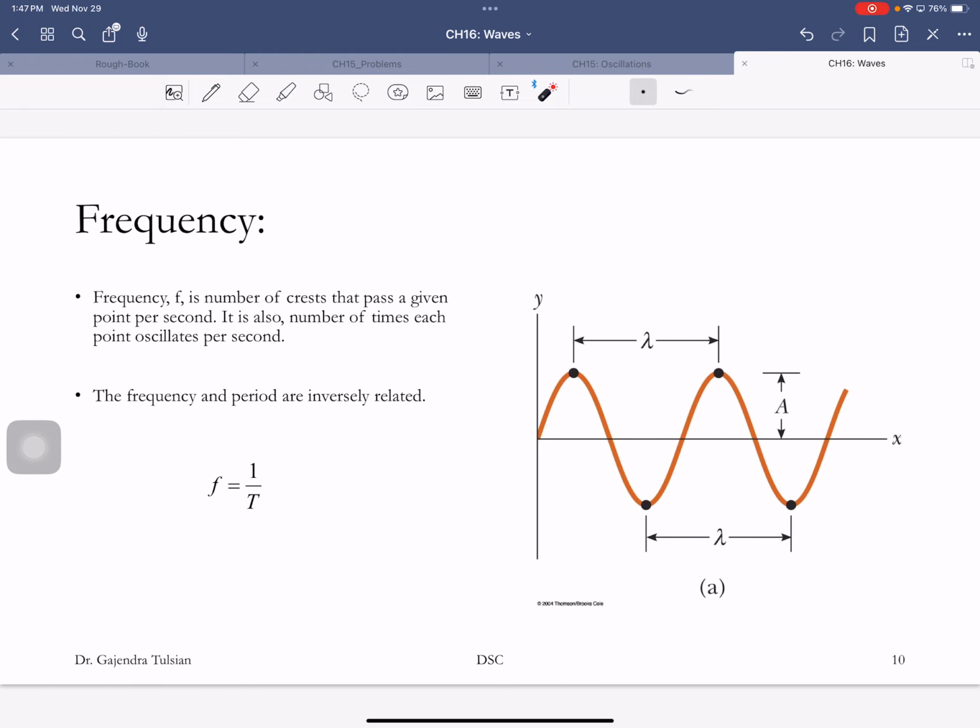Frequency is the number of oscillations per second, and that also happens to be, if you're standing there, the number of waves that will pass you in 1 second. Frequency and period are inversely related.